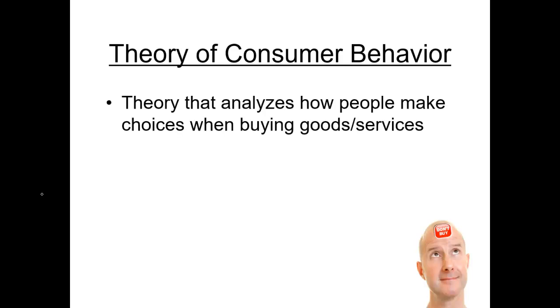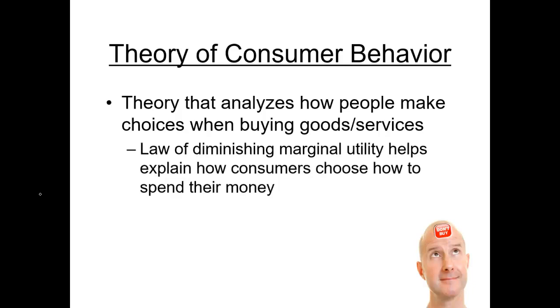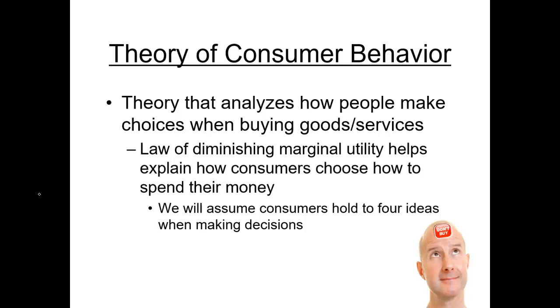So the theory of consumer behavior, again, going back to kind of that demand curve question, is a theory that analyzes how people make choices when buying goods and services. Now, we've talked about this before in Chapter 3 of demand. We're revisiting some of these concepts. So again, as we talked about, the law of diminishing marginal utility helps explain how consumers choose how to spend their money. And we're going to be having some assumptions that we're going to be going through. There's about 4 ideas that the theory of consumer behavior really attaches to. And we're going to go through all 4 of these assumptions.